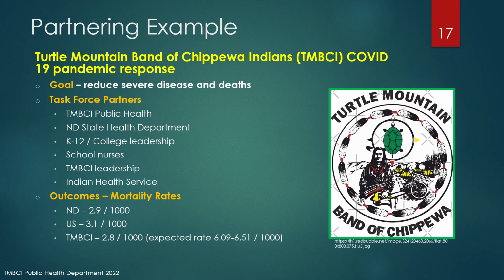The TMBCI COVID mortality rate was expected to range from 6.09 to 6.51 per thousand. The actual TMBCI COVID mortality rate was 2.8 per thousand, less than the North Dakota and United States rates and far under the expected rate for a high-risk Native American population. This underscores the effectiveness of public health collaborations and partnerships.